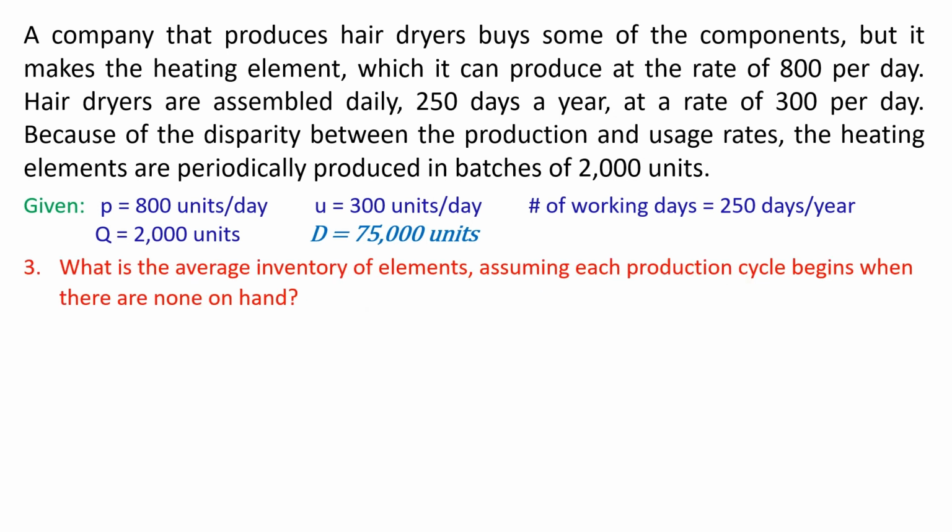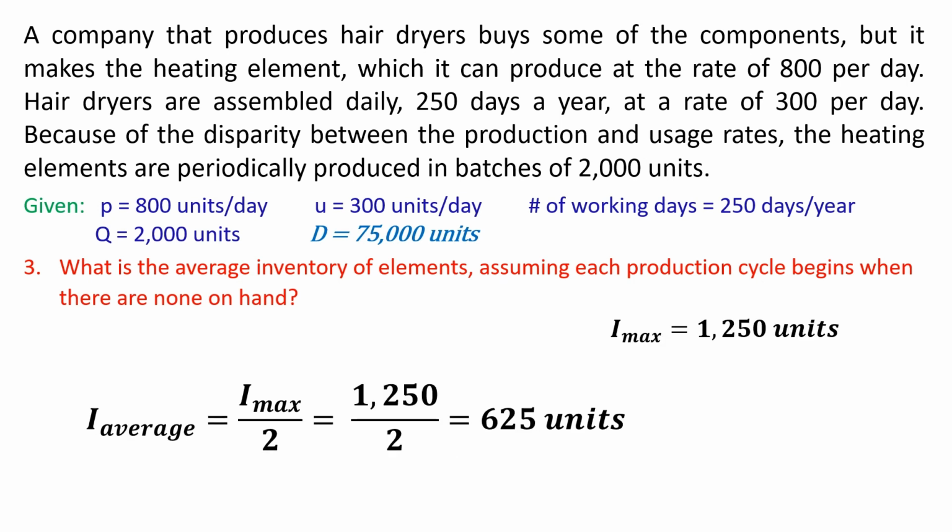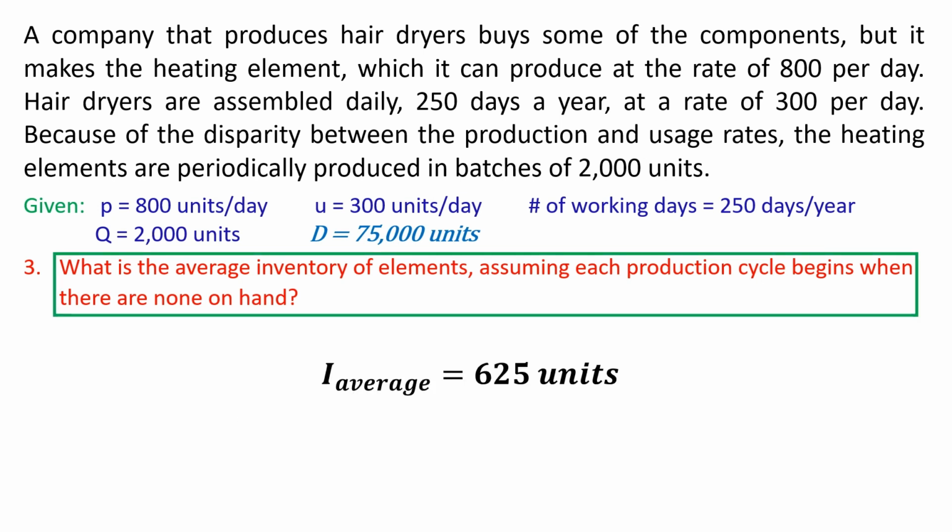The third question is, what is the average inventory of elements, assuming each production cycle begins when there are none on hand? To find the average inventory, we have to find the maximum inventory and then divide it by 2. The maximum inventory equals Q multiplied by (P minus U) divided by P. Substituting Q equals 2,000, P equals 800, and U equals 300, the maximum inventory equals 1,250 units. Dividing 1,250 by 2 results in an average inventory of 625 units, assuming each production cycle begins when there are none on hand.